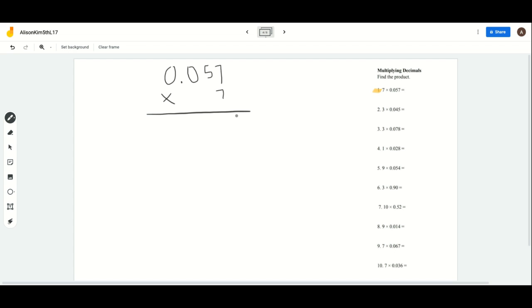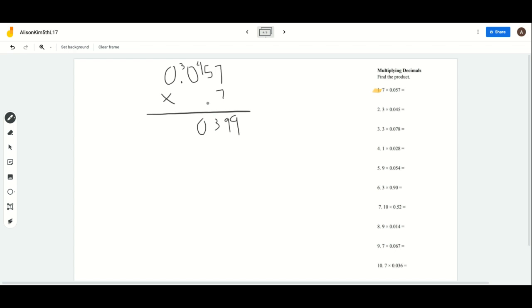7 times 7 is 49. So we're going to put 4 up here. 7 times 5 is 35. 35 plus 4 is 39. And we bring the 3 here. And then 7 times 0 is just 0, so bring down the 3. And then 7 times 0 is just 0 again.